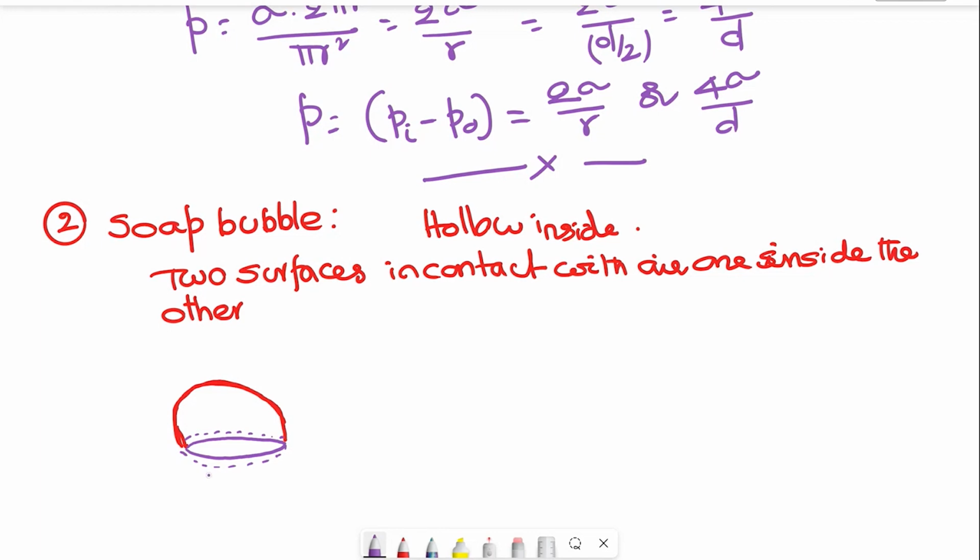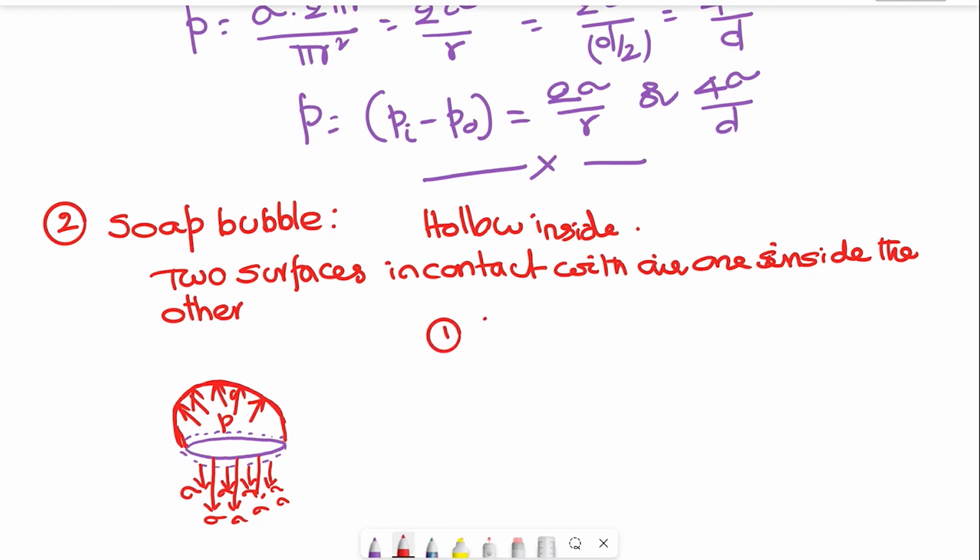That means how the forces will act: one acts on the outer surface, and again the inner one is another. So both are sigma. This is sigma, this is sigma, whereas the internal pressure is P1. So the difference is the same as above, basically.